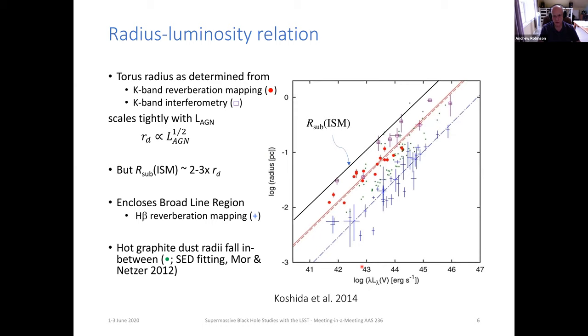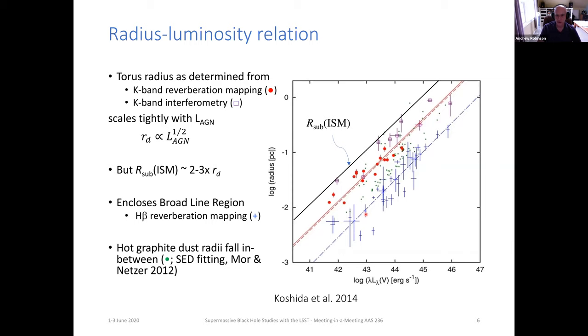We're plotting the log of the radius versus B-band luminosity. The red dots are torus radii determined from K-band reverberation mapping. The squares are from interferometry, and the blue crosses represent the radii determined from H-beta reverberation mapping. So this is the broadline reverberation radius. And we can see that, as you would expect, the torus radii lie above the trend for the broadline region. So the torus, as you'd expect, encloses the broadline region.